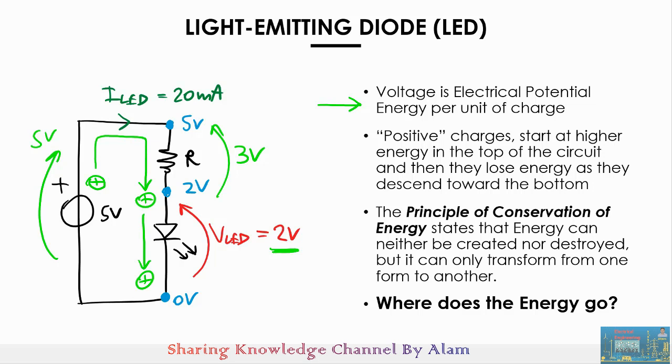You might have heard that there is a thing called the principle of conservation of energy, which is a very important principle, which states that energy can neither be created nor destroyed, but it can only transform from one form to another. And we have just seen that the positive charge started with a very high energy out of the voltage source, but then it lost all the energy crossing the circuit. So the question is, where does the energy go?